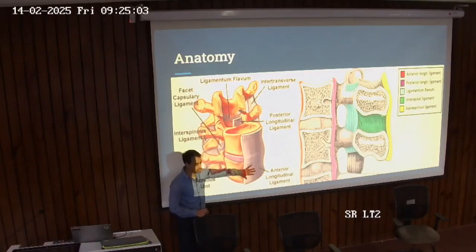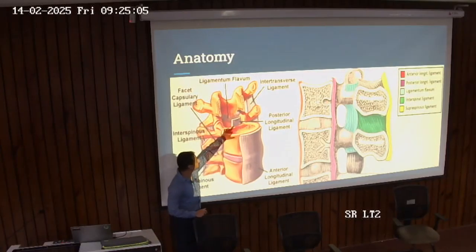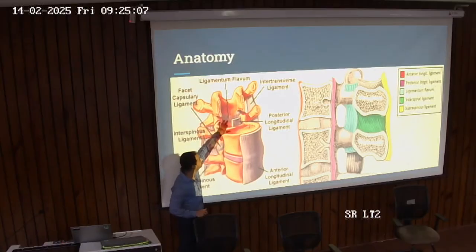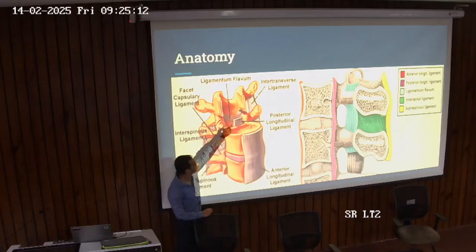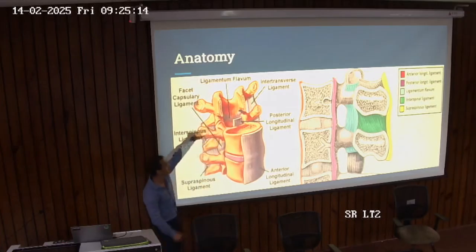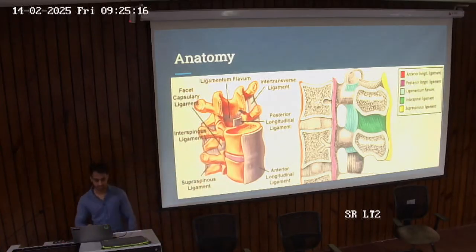Anterior is the anterior longitudinal ligament. The one behind is the posterior longitudinal ligament. The one between two spinal segments is the interspinous ligament, and the one between the transverse processes is the intertransverse ligament. And this structure, also called the ligamentum flavum, you can see on this side, the blue structure. And this green one is the interspinal ligament. So all these structures are important for spinal stability.